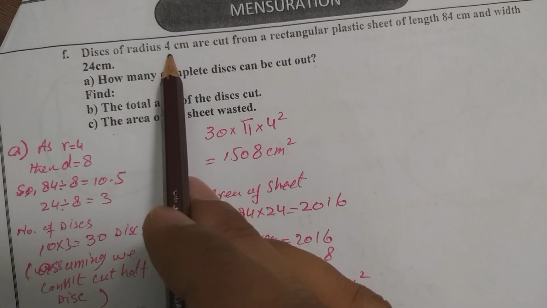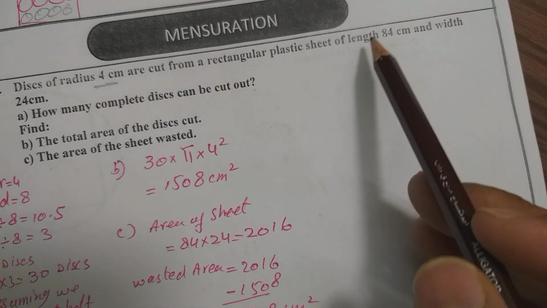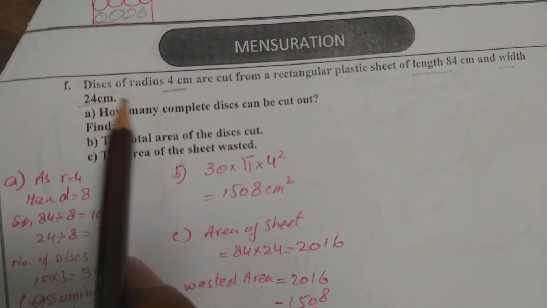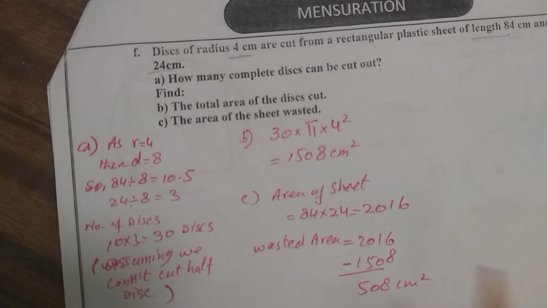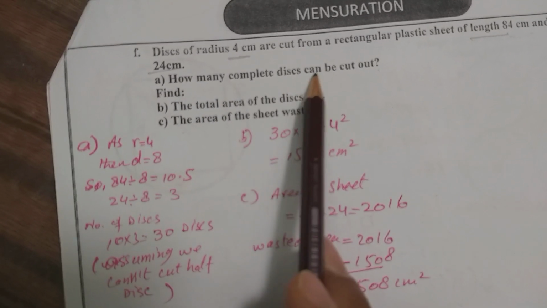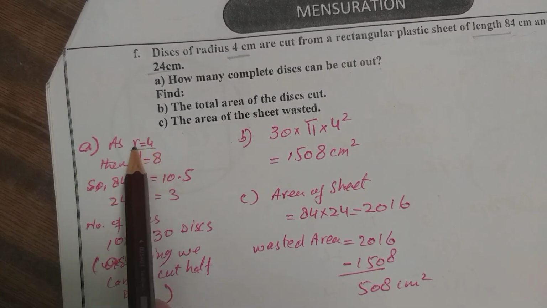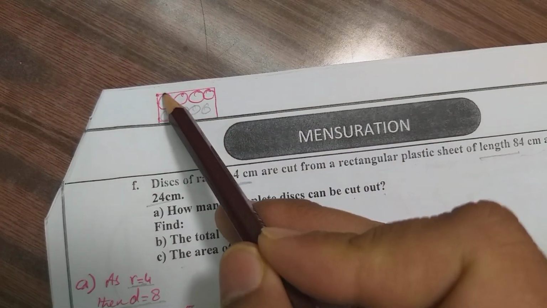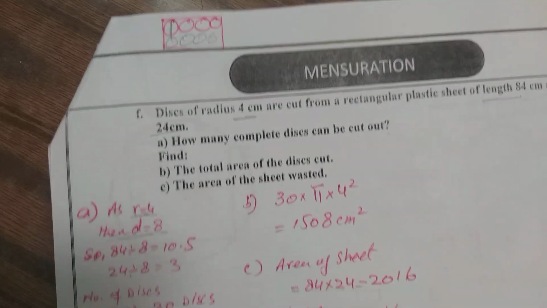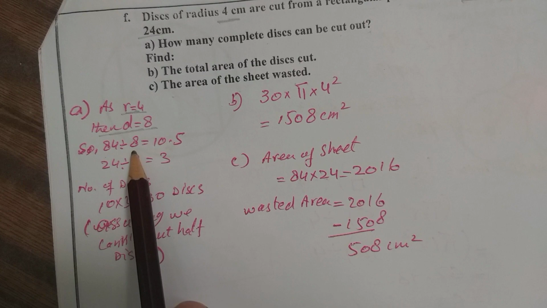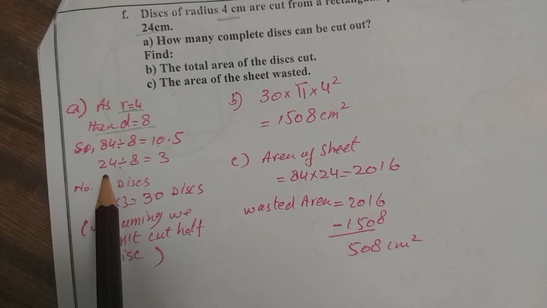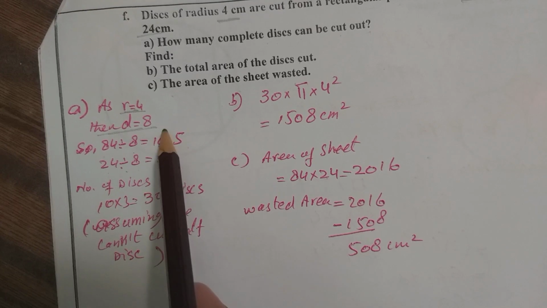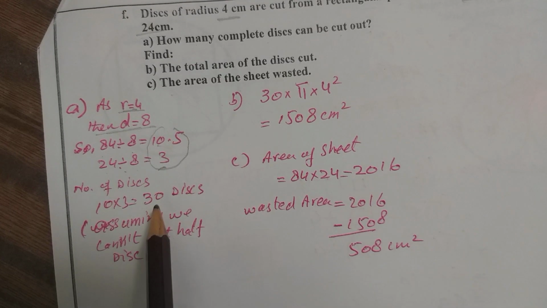The radius is 4 centimeters, the length of the sheet is 84 and the width of the sheet is 24 centimeters. In the first part, we need to find how many complete discs can be cut out. The radius is 4, so the diameter is 8. If you divide 84 by 8, you get 10.5, and 24 divided by 8 gives 3. If you multiply these two, you find the required number of discs.